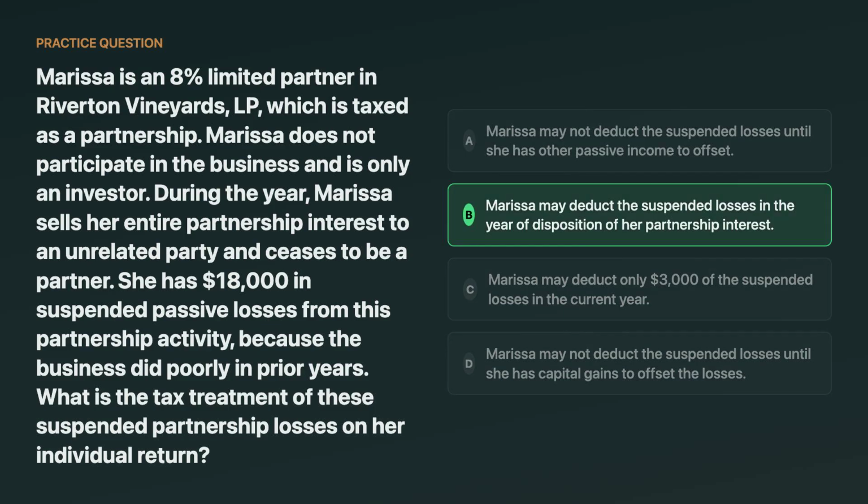The correct answer is, she may deduct the suspended losses in the year of disposition. A complete disposition of her entire interest to an unrelated party in a fully taxable sale releases the suspended passive losses in full. A tempting wrong answer is the one saying she must wait for other passive income, but that's the general rule. Disposition is the exception.